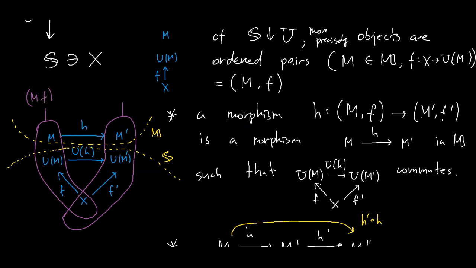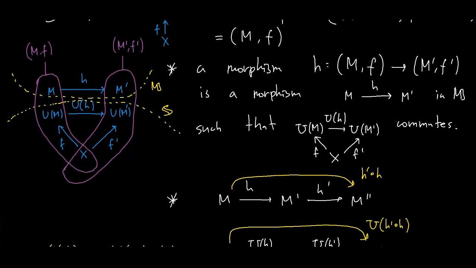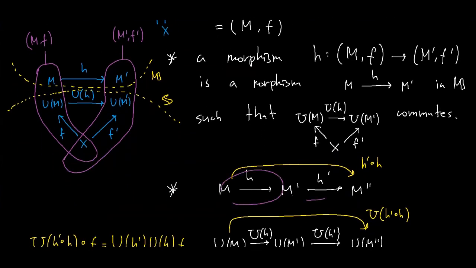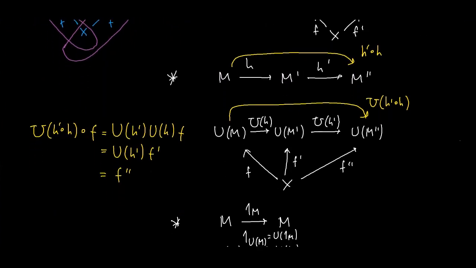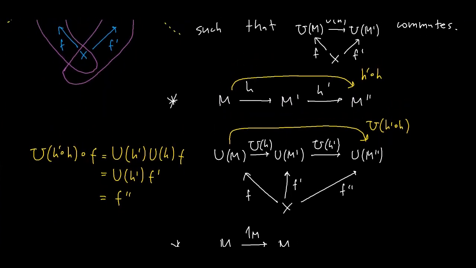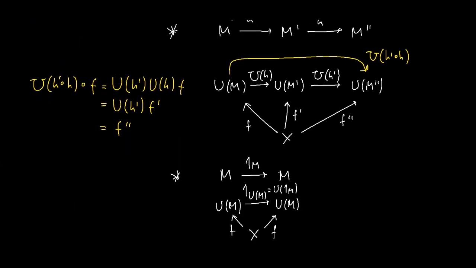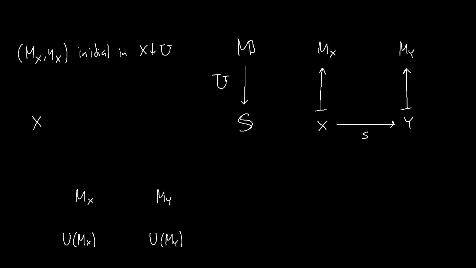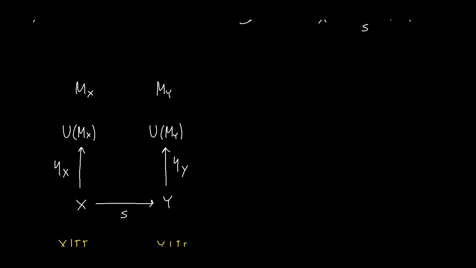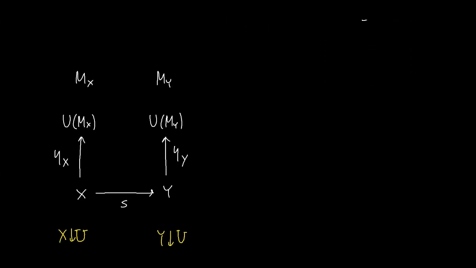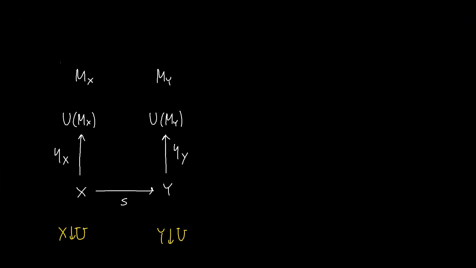So this is one object MF, and this is another object M prime F prime. Okay. Now composition is quite straightforward. We just compose the H's and the H primes and so on. And the fact that the composite will still be a morphism, namely the triangle will commute, you can still check on your own.